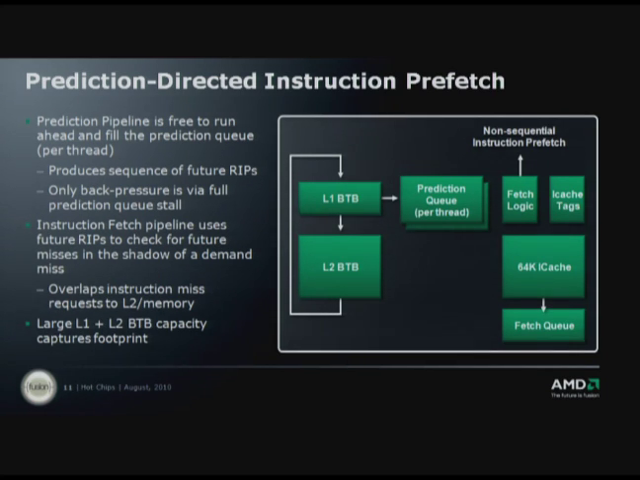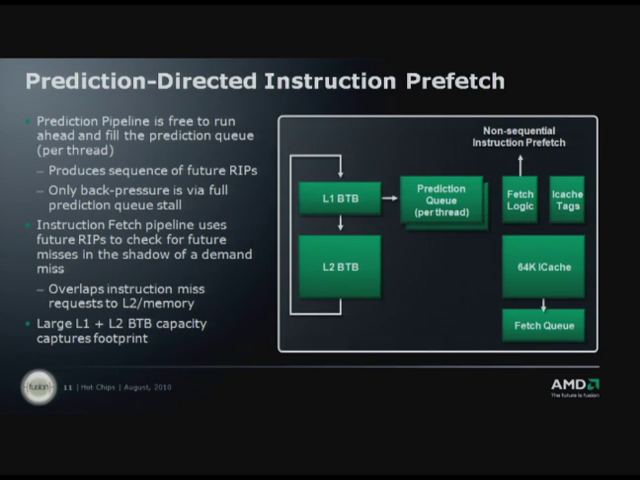That pipeline runs free and produces a stream of future fetch addresses and populates that prediction queue, which is dedicated per thread. The instruction pipeline pulls from that queue, and after an initial demand miss, it'll continue to interrogate that prediction queue and search for subsequent misses that it's soon to encounter when it resumes fetching after that initial miss is serviced. So what this allows us to do is to launch subsequent instruction cache misses under the shadow of the initial miss. This turns out to be a highly effective form of instruction prefetch.